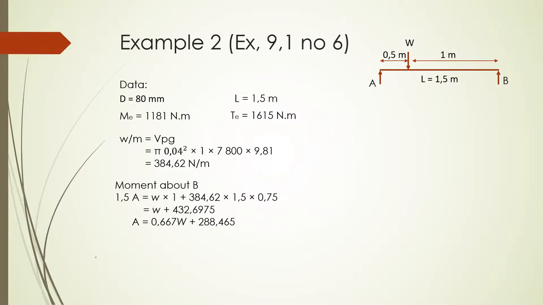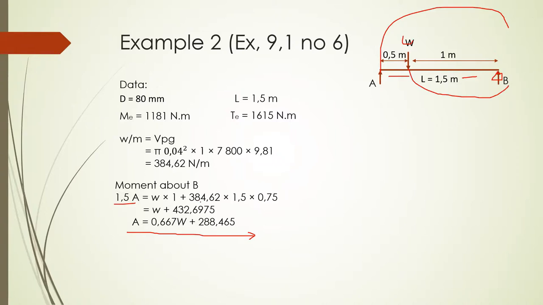Where I find now the reaction A in terms of weight. So the reaction of A, guys, taking moment about B. So this is our turning point. Clockwise moment equals anti-clockwise moment. A is going anti-clockwise, multiplied by what? By 1.5. So A times 1.5. Then you've got W. This is the weight, capital letter W, multiplied by 1, because the distance from here to there is 1.